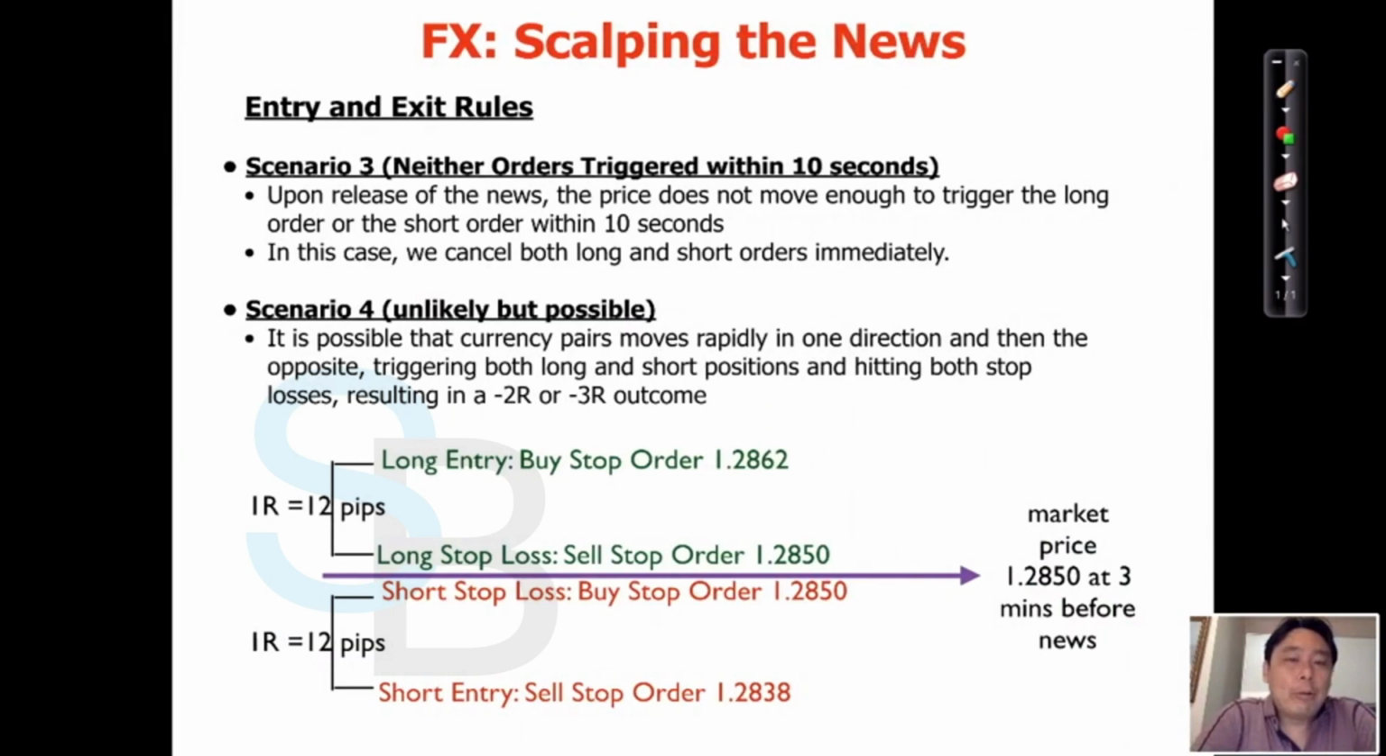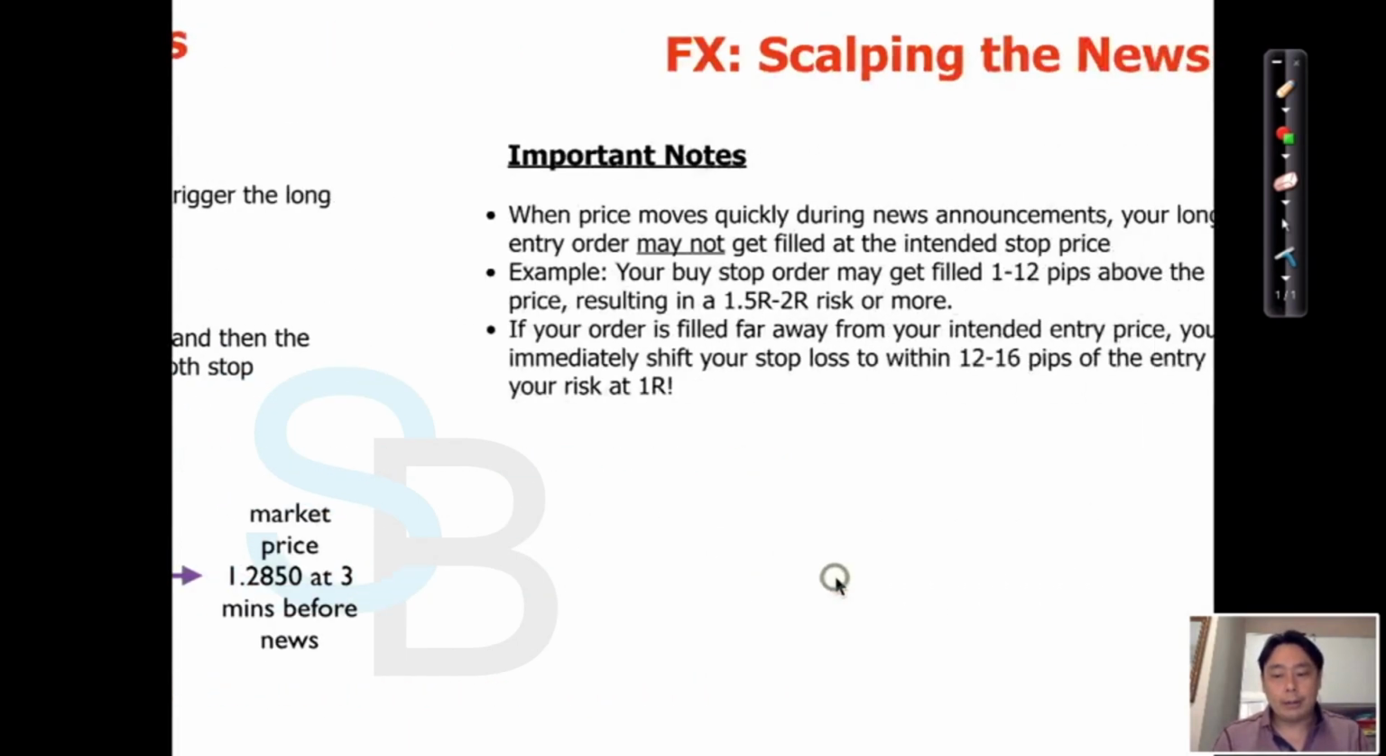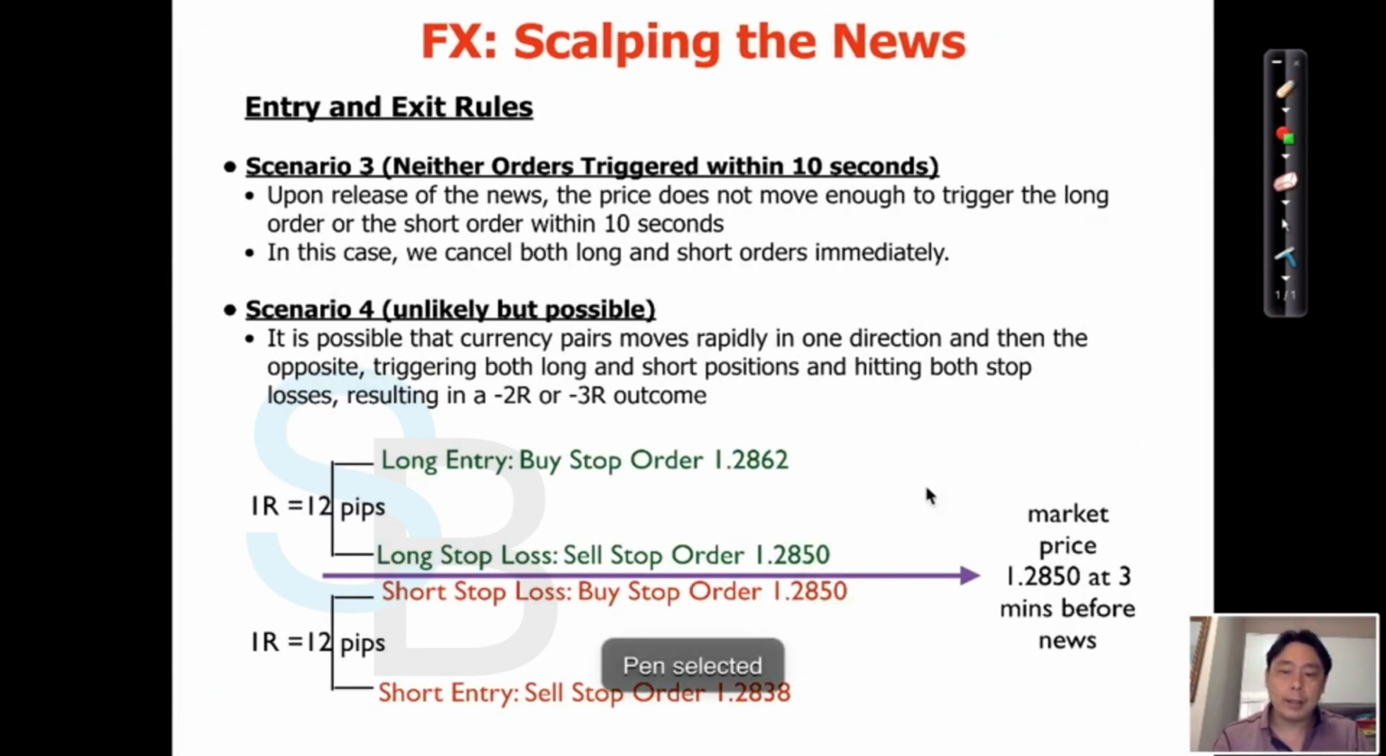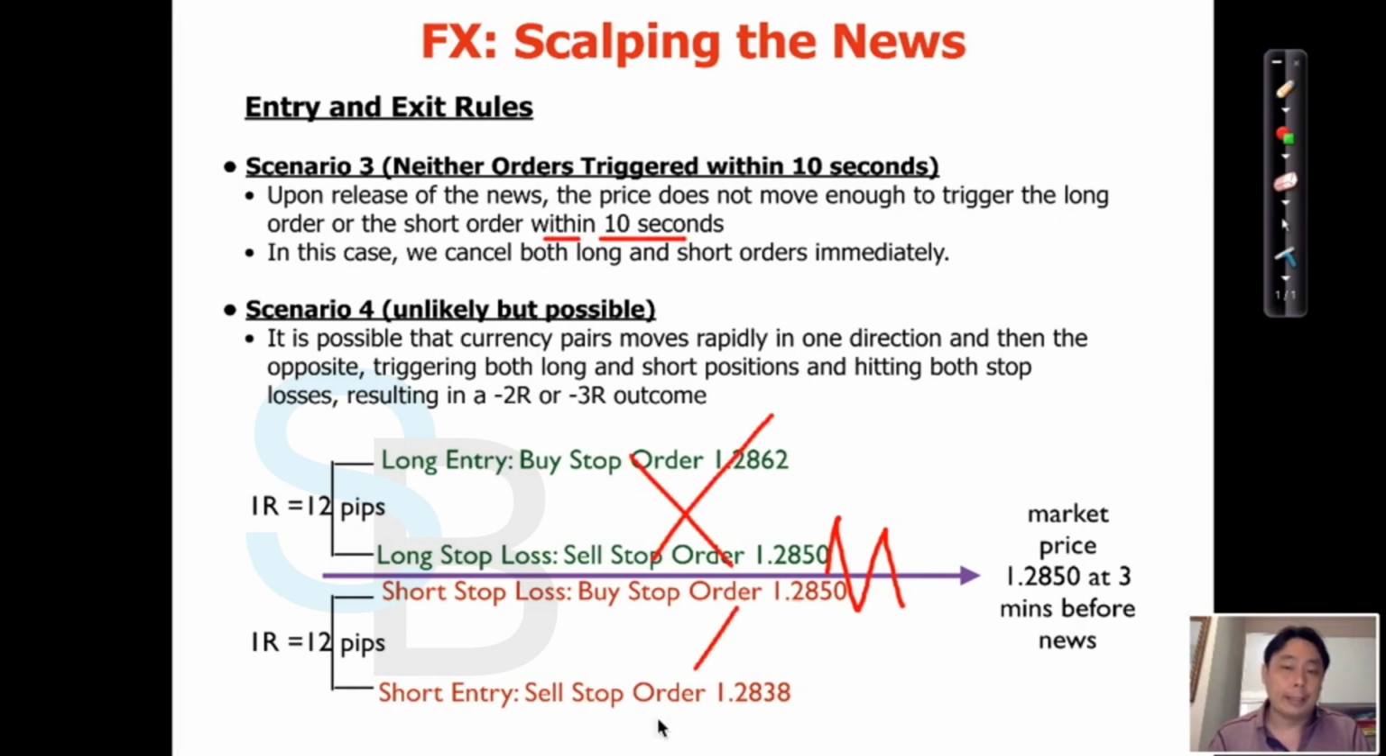So let's move on to scenario number 3, and this is a scenario where the news is released and the price doesn't have any rapid movement. The price continues moving sideways or fluctuates within 12 pips of the market price. So in this case, our 2 orders are set in, the news is released, and the price goes up, goes down, goes up, goes down, and not enough to trigger either order. So again, if neither order is triggered within 10 seconds, we cancel both orders immediately.